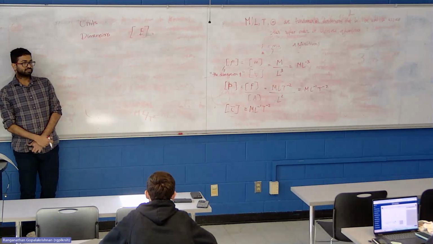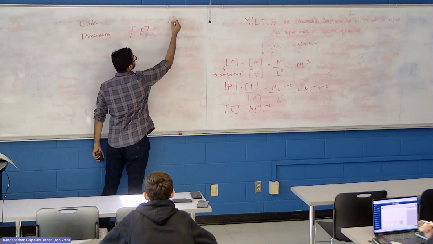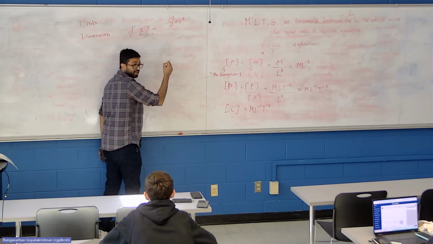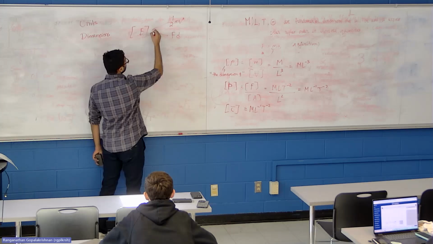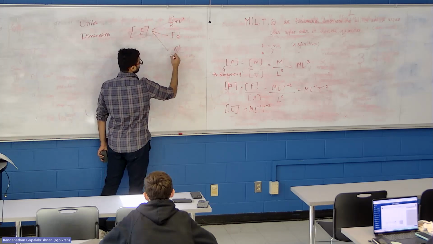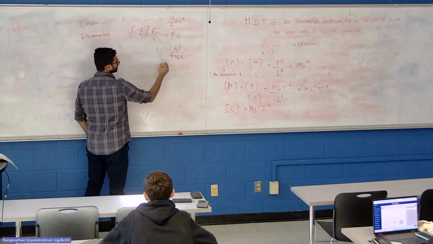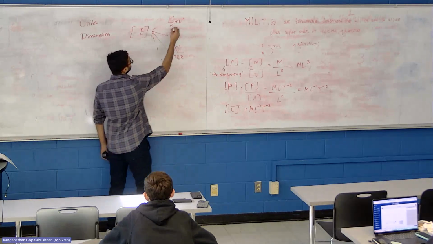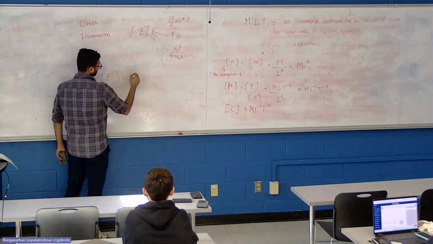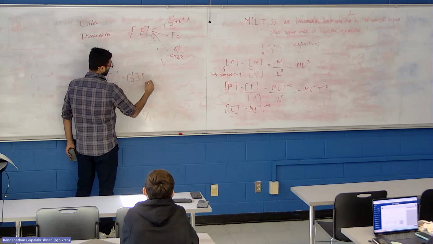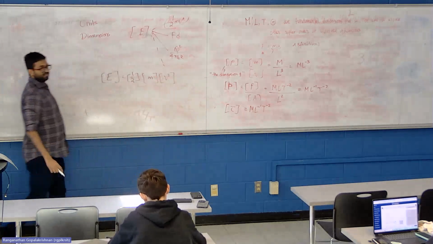1/2 mv squared plus mgh. So you're saying energy can be written as kinetic energy. That's one way of writing it. You can also write that as work done, force times displacement. You can write energy as electrostatic energy if you are into electrostatics. So there are lots of forms of energy. Let's pick the easiest example. What are the dimensions of energy? That would be the dimensions of half multiplied by the dimensions of m multiplied by the dimensions of velocity squared.